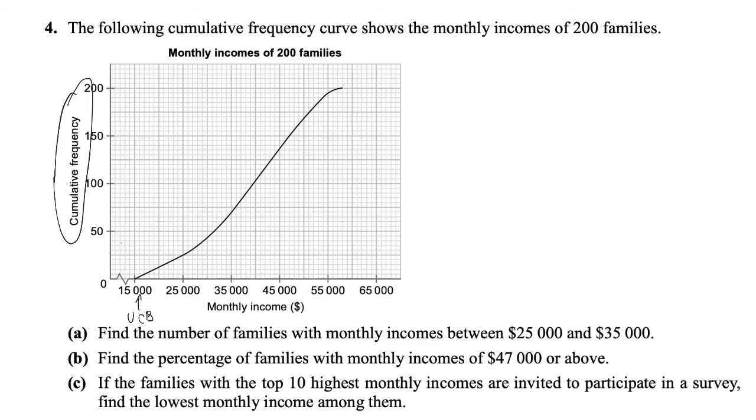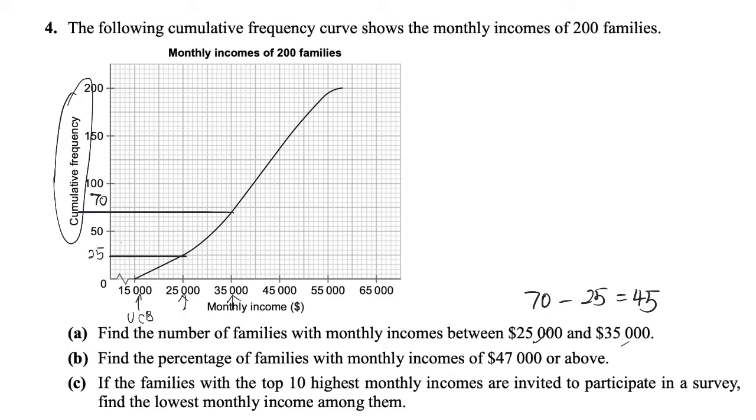And now, if you are going to find out the number with the monthly incomes between this one and this one, that means you consider this one and this one. So basically, we draw the line here and draw the line here. Therefore, you will have this one 25 and this one will be 70. So the number here will be 70 minus 25, which is equal to 45.